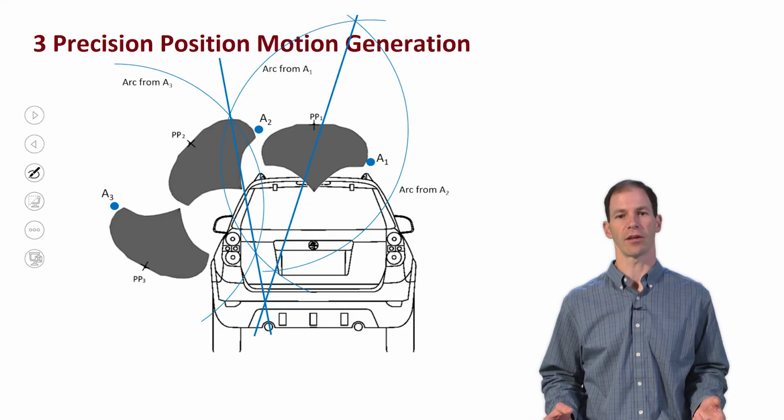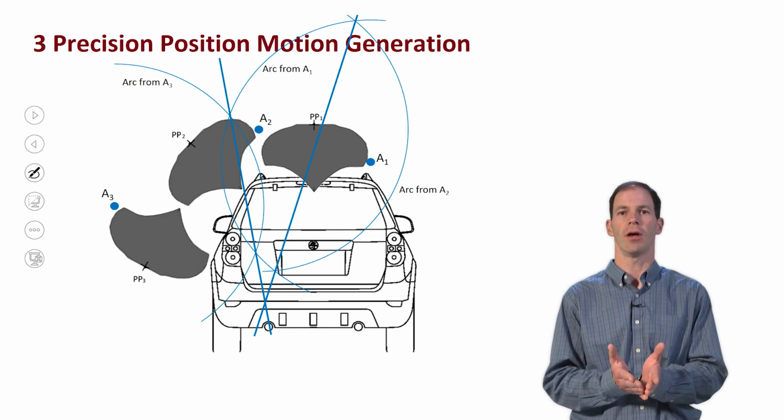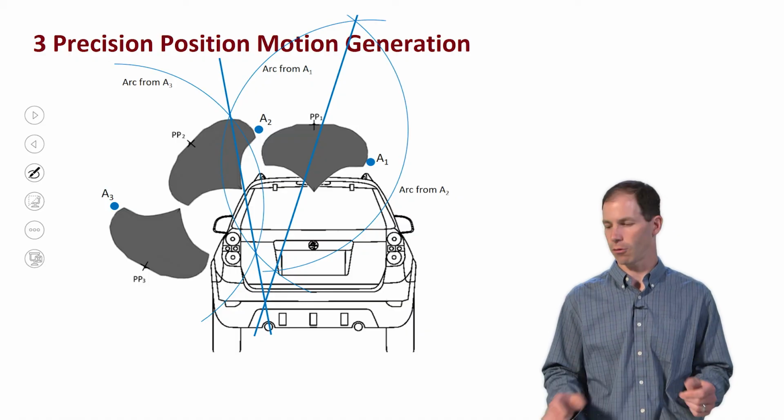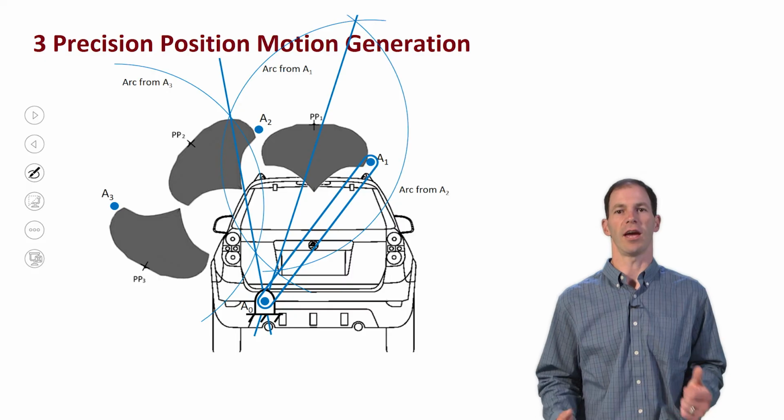So from all of this then I can say these 2 perpendicular bisectors intersect each other at one location, and then that is the center of an arc that runs through A1, A2, and A3, and hence that would be my ground pivot location for that input side of my mechanism, or the A side of my mechanism.